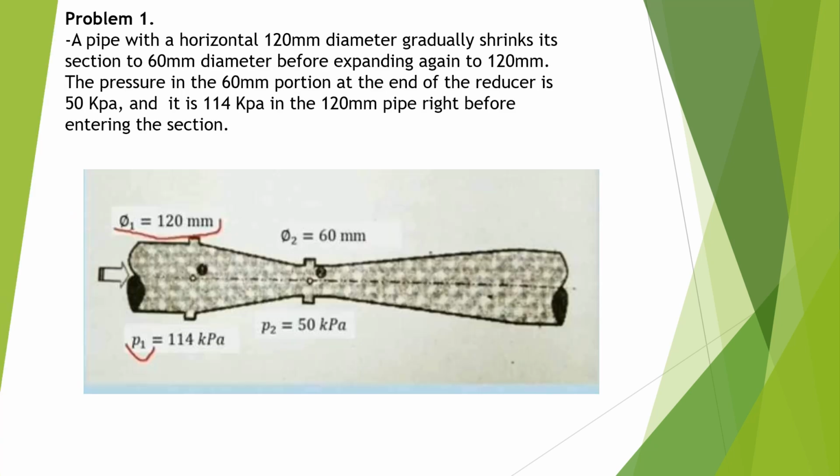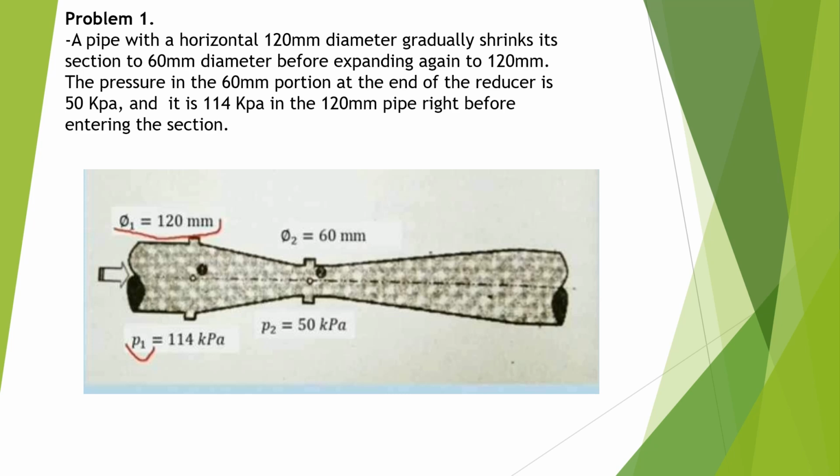Problem 1. A horizontal pipe with a 120 mm diameter gradually shrinks its section to 60 mm diameter before expanding again to 120 mm. The pressure in the 60 mm portion at the end of the reducer is 50 kPa, and it is 114 kPa in the 120 mm pipe right before entering the section. So we have here the picture or the diagram.